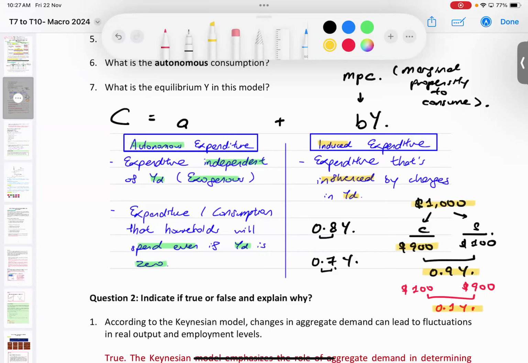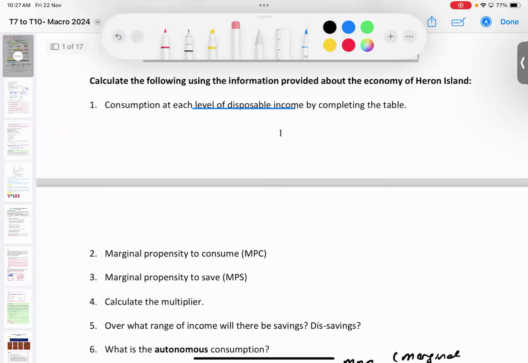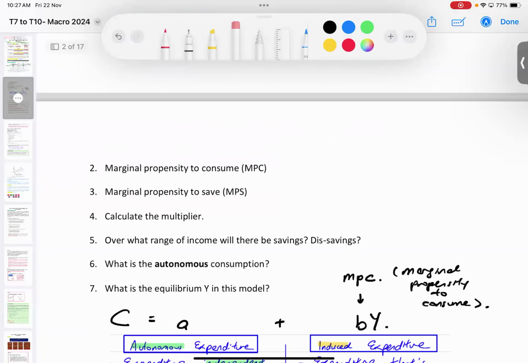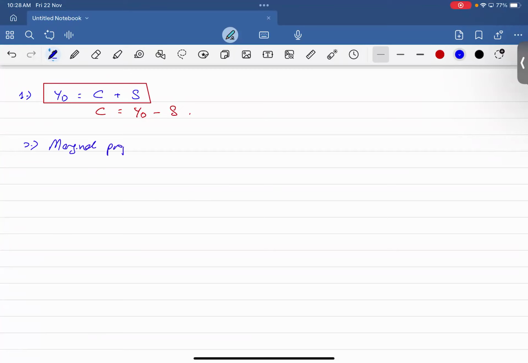Now, we go back to the question. Calculate MPC and MPS, and then calculate the multiplier. Let's see. So now we talk about marginal propensity to consume. Question number 2 is basically you want to calculate marginal propensity to consume, which we call MPC.